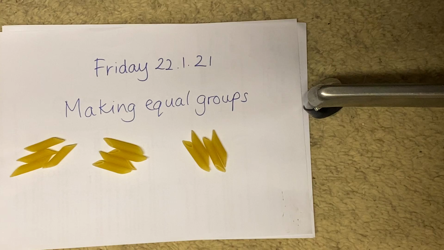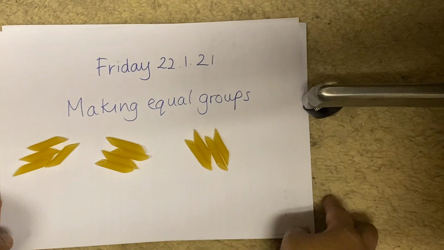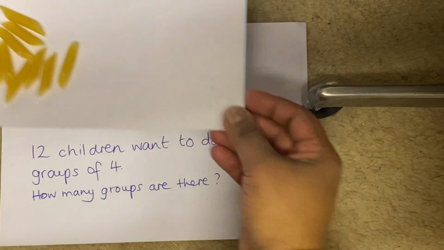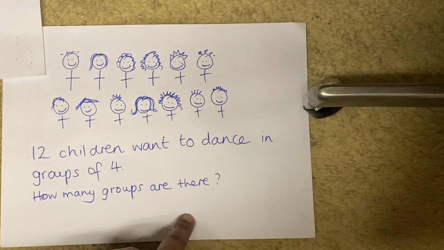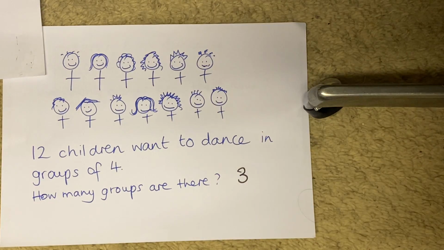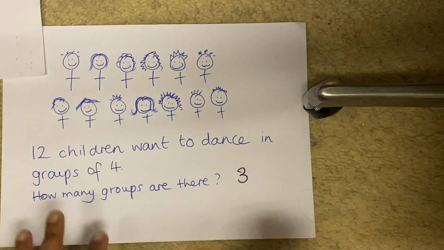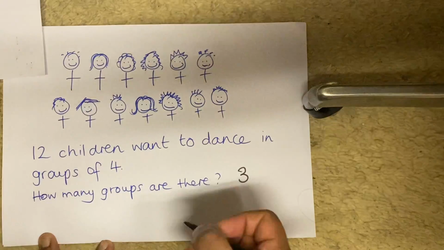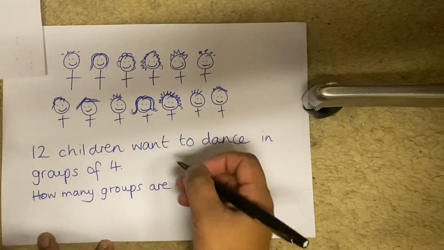So how many groups did I need to make? How many groups are there? 3. Fantastic. So here you would say your answer is 3. Now, if you didn't have pasta at home, you could draw them. What you could do is you could pretend that the stick people are so you could draw the sticks.